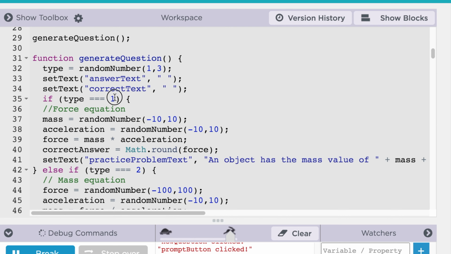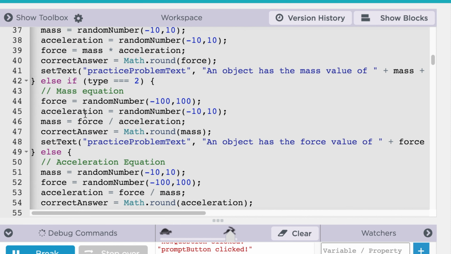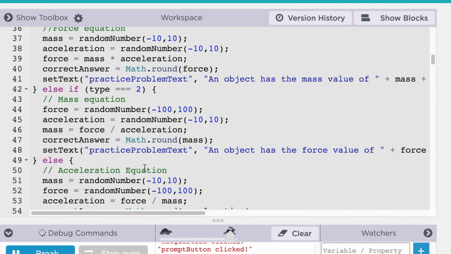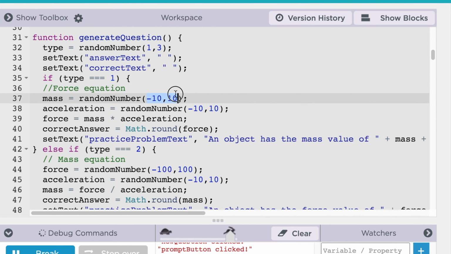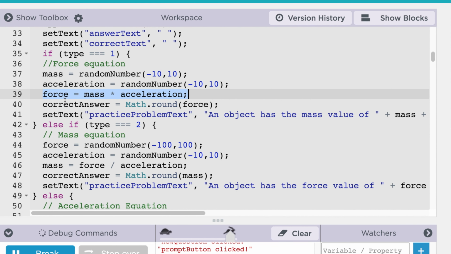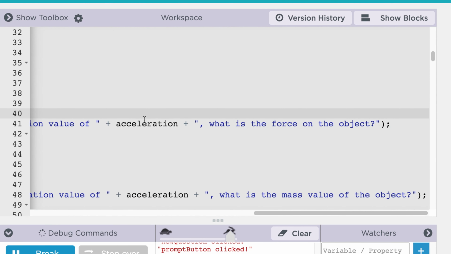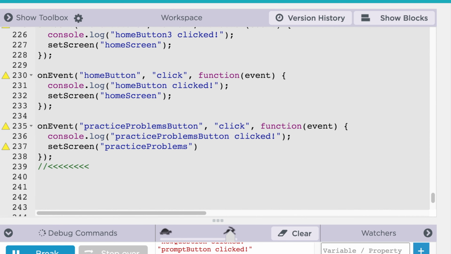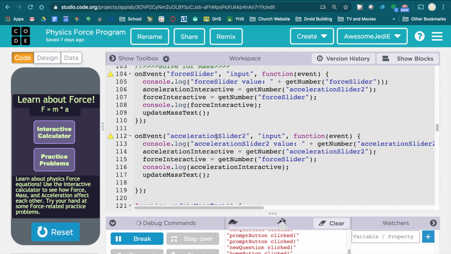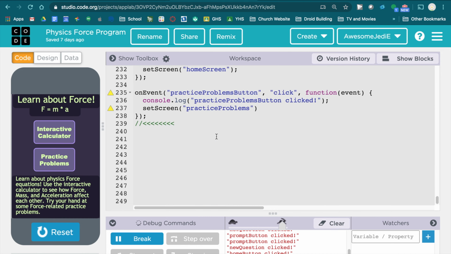And if it's a type 1 equation, it'll be a force equation. If it's a type 2, it'll be mass. If it's a type 3, it's acceleration. Then it solves for random numbers of those different values. And then it solves for it, it rounds the correct answer, and then it sets the text of what the question is. It also has code for all the random buttons, so it actually takes you where you're supposed to go. But that doesn't necessarily relate to physics. Yeah, so that is my end of the year physics project.